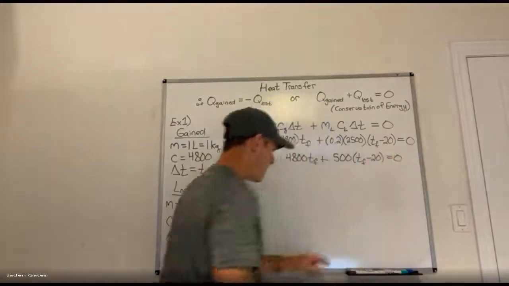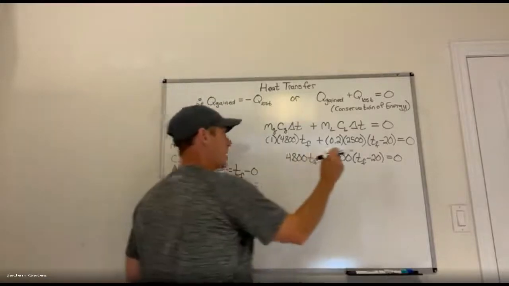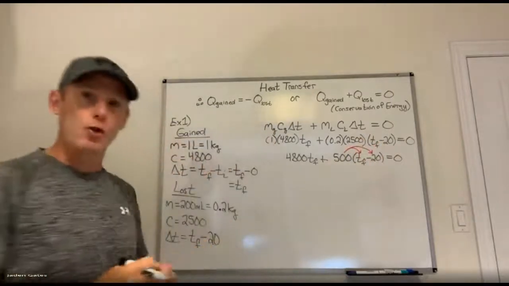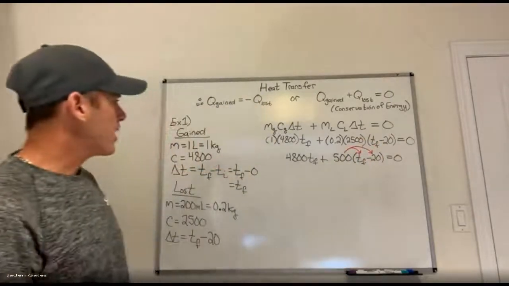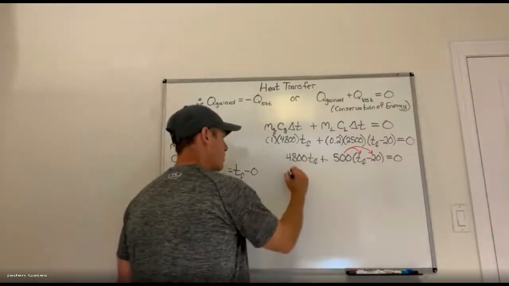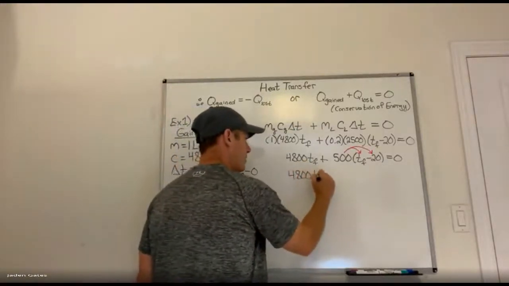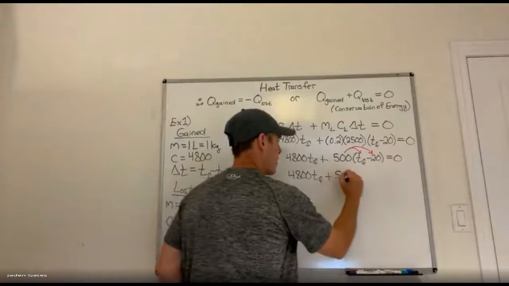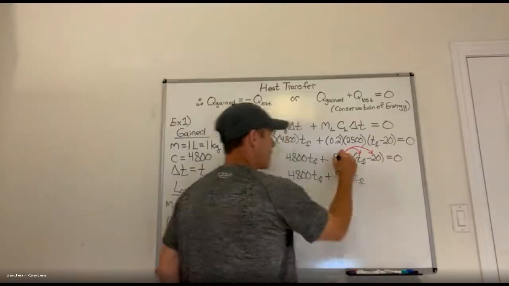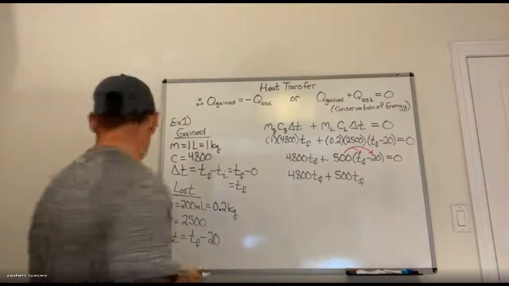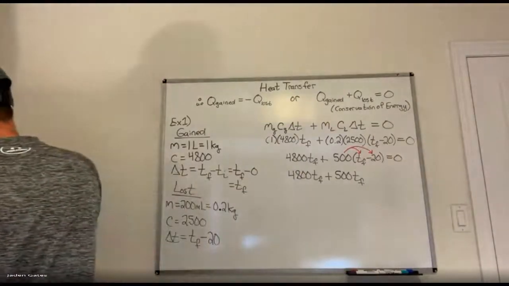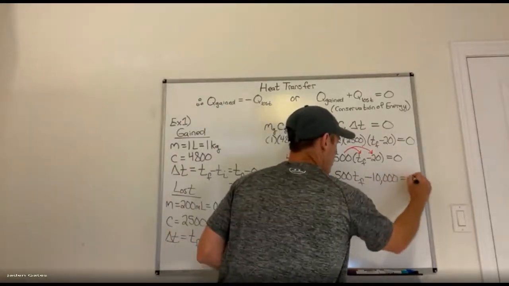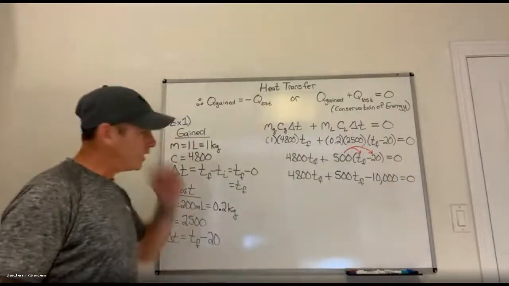Now, to simplify this, I'm going to have to do what I call the rainbow rule here, or as math people would say, the distributive property, although I don't even bother with that because nobody remembers it. So simplifying here, we got 4,800 times TF plus 500 times TF, which is just going to be 500 TF, and then 500 times a negative 20. So it's going to be minus 10,000 equals 0.